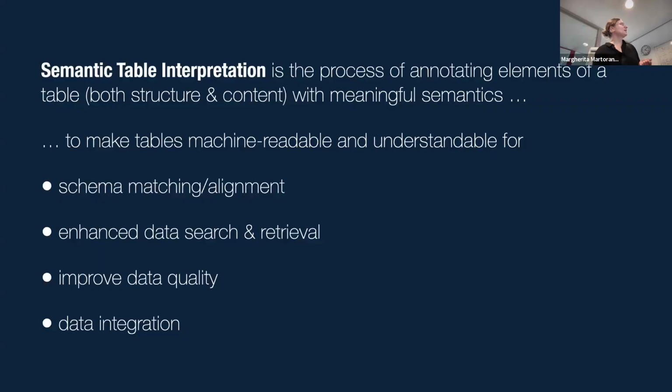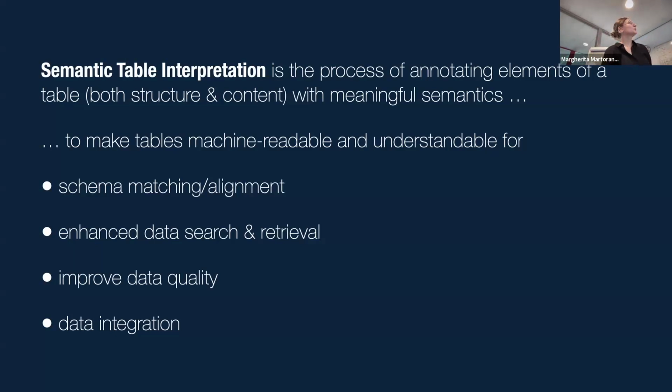Great. So we have our metadata. We want to do stuff with it now. We want to try and do things that people usually do with tabular data in general. One of the things that we look at is semantic table interpretation, which is a process of annotating the elements of this table, both at the structural and context level, with some meaningful semantics about the table itself. This is done for schema matching, to enhance dataset search and retrieval, data integration, and so on.